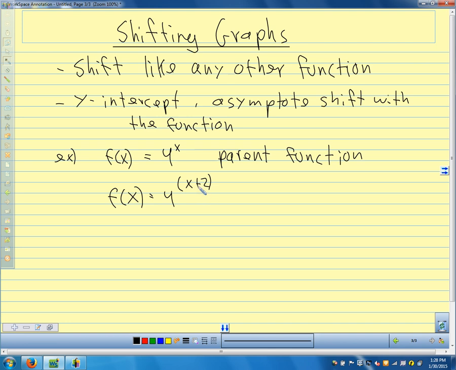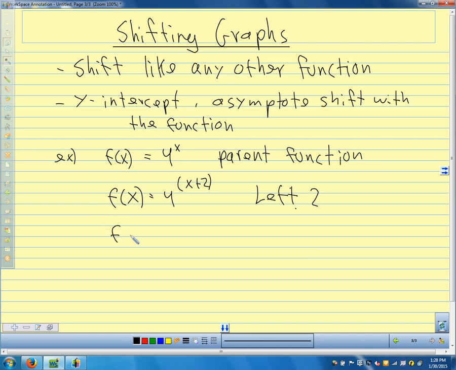Now remember, this is with our x, so it's like with our vertex form of a parabola, this is the part that's with the x in parentheses. So the part with the x shifts us left or right, right? So this one, because x is positive, is going to be left 2. So the horizontal asymptote still stays at y equals 0, but our intercept, the point that was at 0, 1, is going to shift over to negative 2, 1. So that intercept would shift left 2 units along with the function.